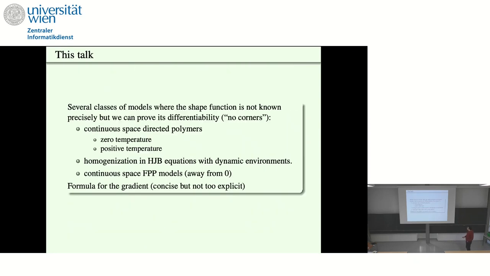And then we'll talk about Hamilton-Jacobi equations and homogenization, where the differentiability of shape functions is interpreted as effective Lagrangians dual to effective Hamiltonians. Then if I have time, I will also mention FPP, first passage percolation type models. All these are in continuous space. And I will give you a formula for the gradient. It will not be too horrible, but still not super explicit.